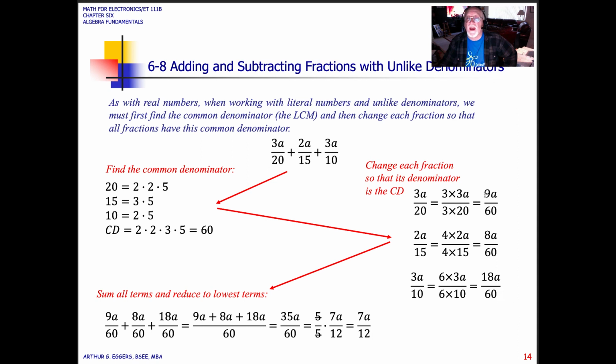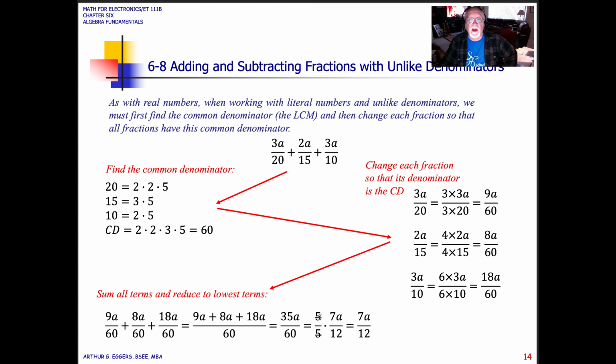So now I have all of these combined together and set up with a common denominator. I can put them back together as a sum. The 60 is common, so all I have to do is gather the numerator terms, 9a, 8a, and 18a, which we solved for over here. Combine them, I get 35a over 60.